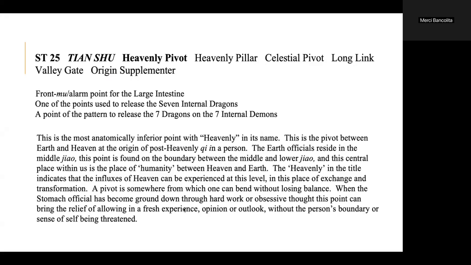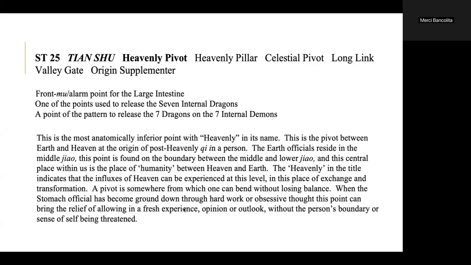The earth official resides in the middle jiao. This point is found on the boundary between the middle and lower jiao, and this central place within us is the place of humanity between heaven and earth. The heavenly in the title indicates that the influxes of heaven can be experienced at this level, in this place of exchange and transformation. A pivot is somewhere from which one can bend without losing balance.